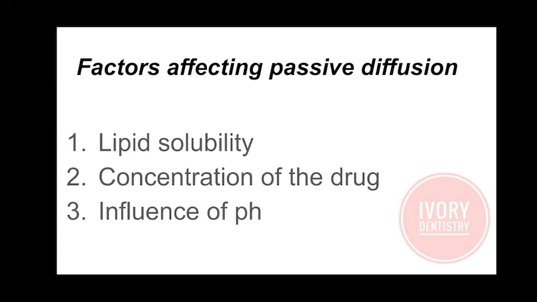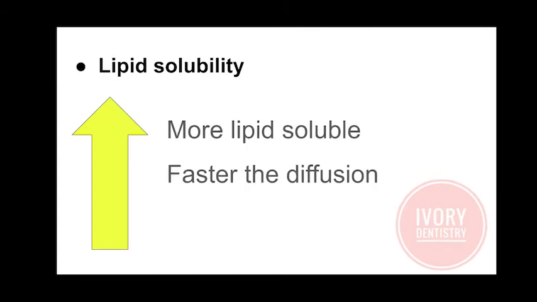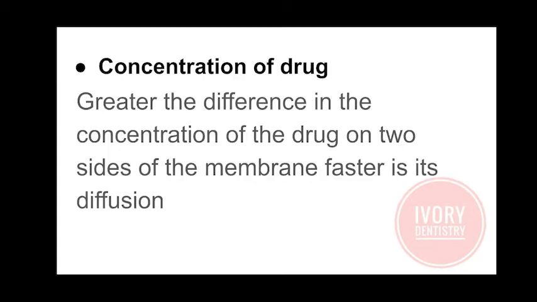What are the factors affecting passive diffusion? 1. Lipid solubility. 2. Concentration of the drug. 3. Influence of pH. Lipid solubility: the more lipid soluble, the faster the diffusion. Concentration of drug: the greater the difference in the concentration of drug on the 2 sides of the membrane, the faster is its diffusion.